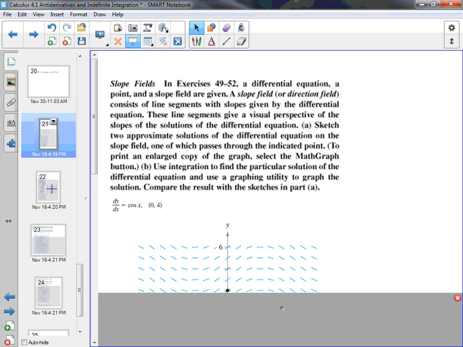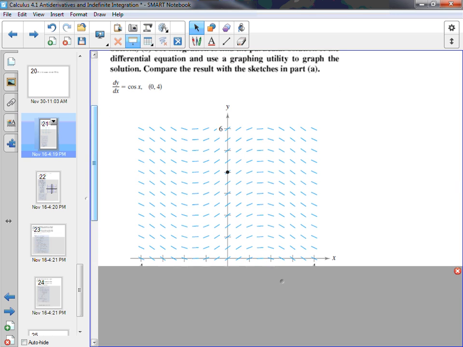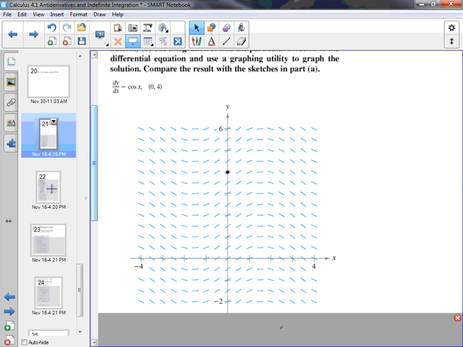So our derivative equals the cosine of x, but fortunately for us, we don't have to come up with the slope field ourselves. They've already done that for us. All right, so let's try to use it to figure out what a solution might look like.